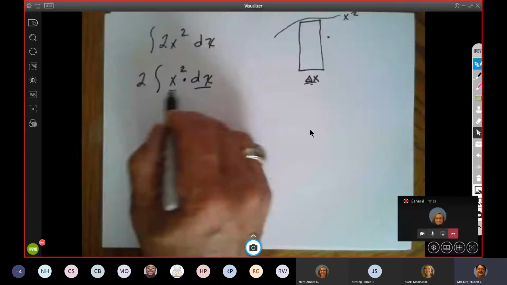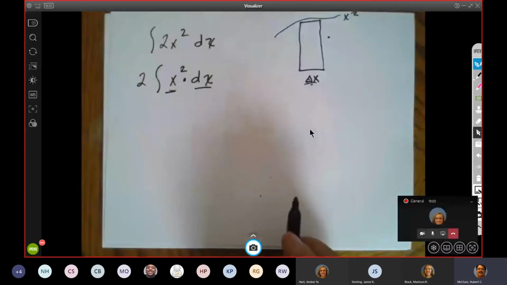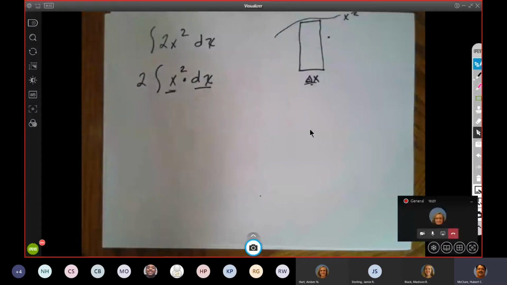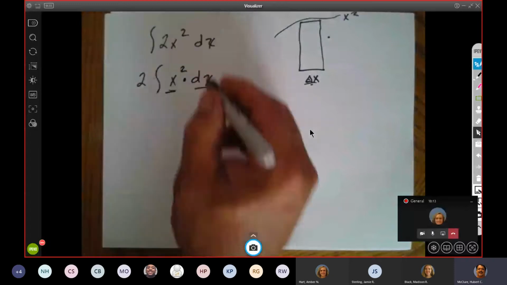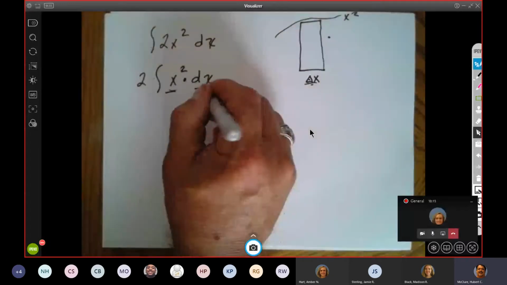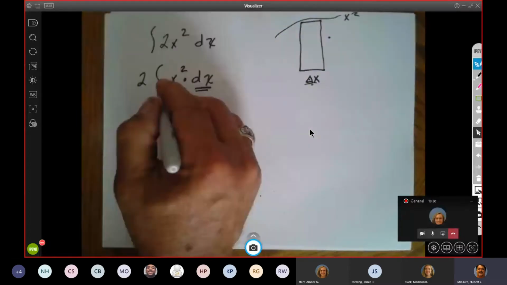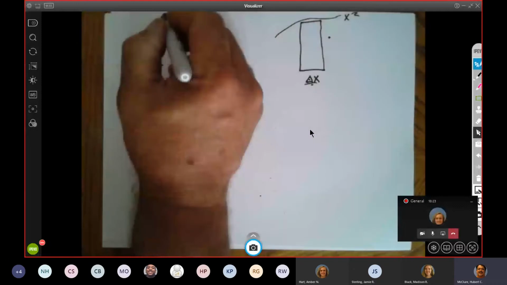dx stands for delta x, but it also stands for, if you took the antiderivative of something, you have to have the dx in there to take the antiderivative of it. Okay? So just think of it as an appendage. Think of it as something you have to do when you're doing the antiderivative. So the constant rule says I can pull that 2 out.